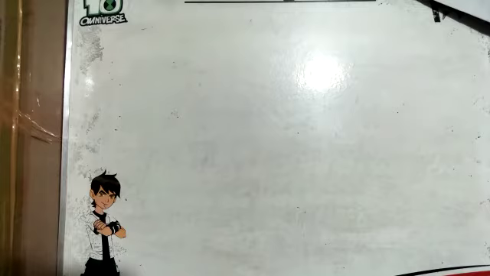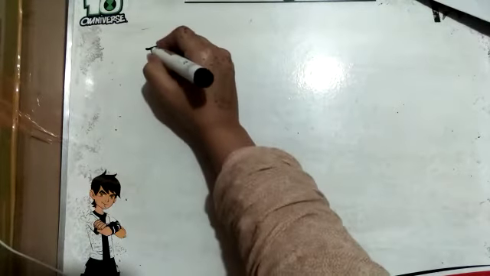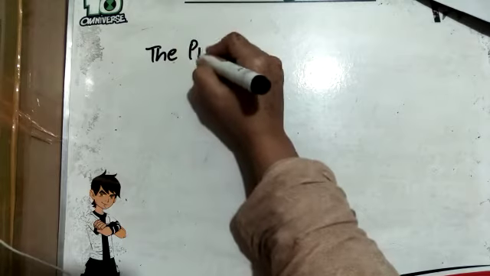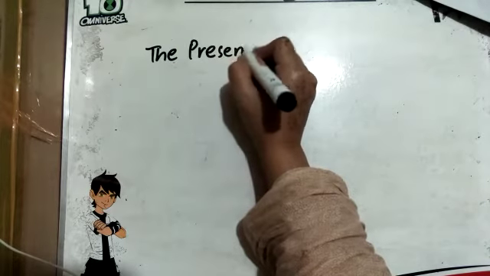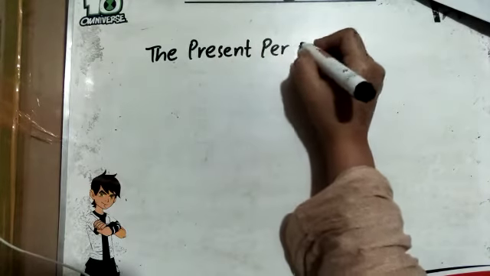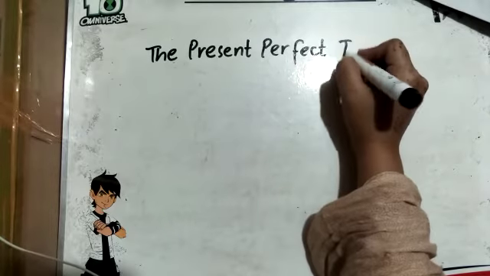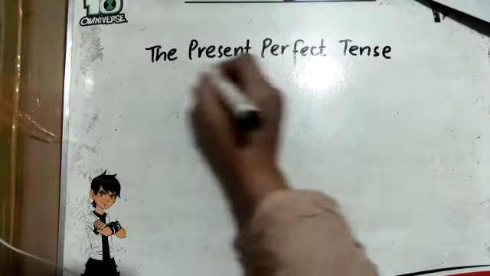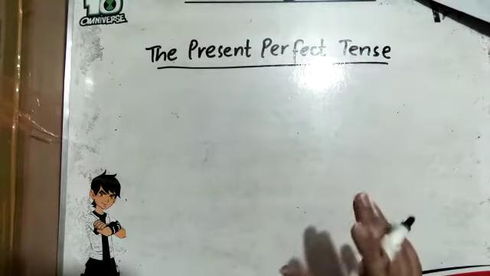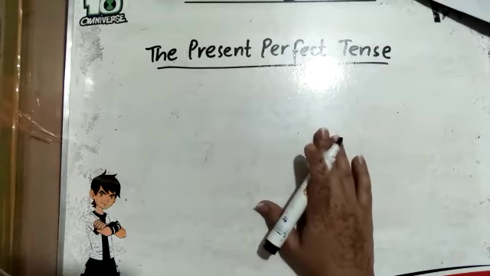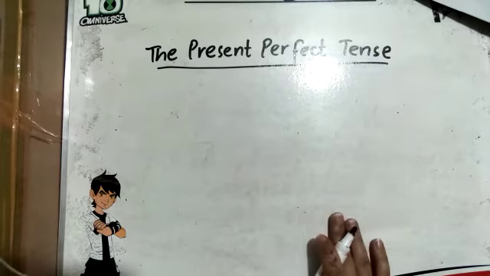So basically the present perfect tense is the third type of present tenses. Present tenses have 4 types and the perfect one is its third type. So the tense we have today is the present perfect tense. Now this word perfect shows that a work which is completely done is considered as a perfect one.